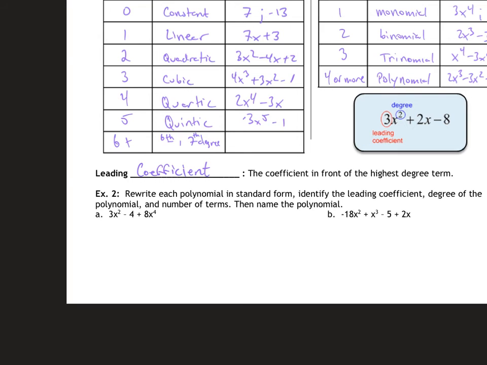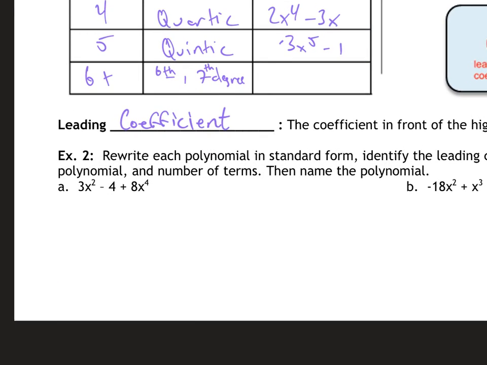So let's look at 2 of these before I turn you loose for today. We're going to rewrite it in standard form and name everything. So standard form. My largest exponent is 4, so 8x to the fourth, then 3x squared minus 4. All right, my leading coefficient is the number in front, so an 8. My degree is the largest exponent, so 4, 2, 0, so 4 is my degree.